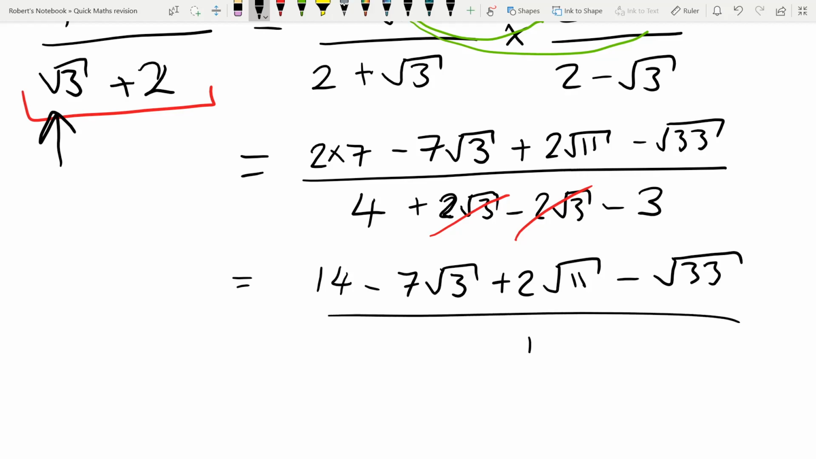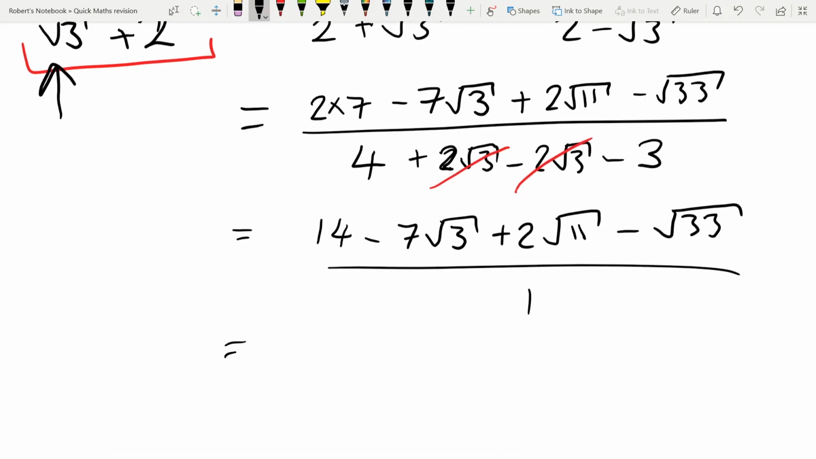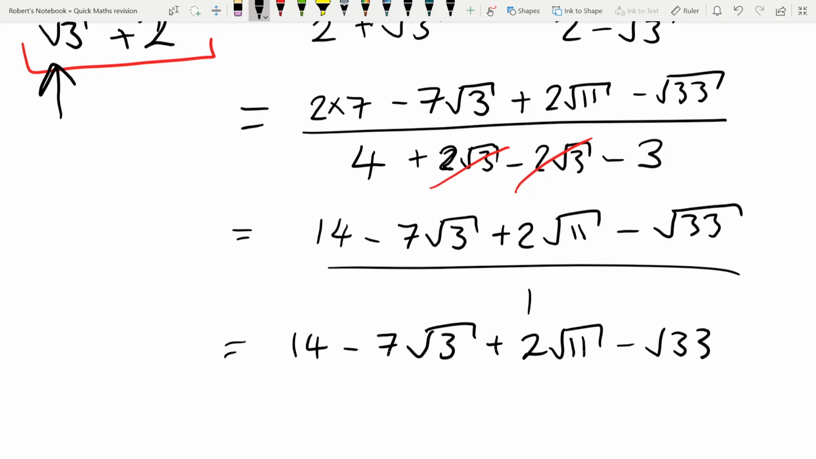So that's all over 1, which, if you write it just as a normal form, gives us our final answer. Now, this is a good example for showing you that you don't need to always get it in a really nice form where you have two numbers. It's okay sometimes to leave it as a longer answer with multiple different surds in it, because there is absolutely no way that we can cancel this down any further. So this is our final answer in this sense.